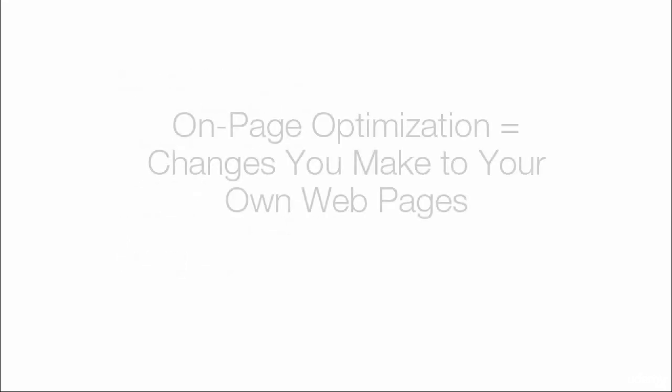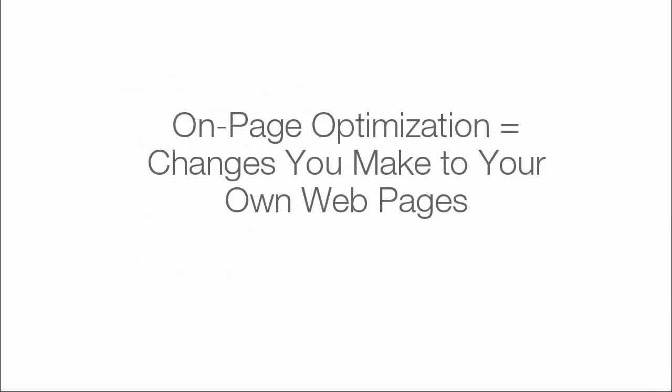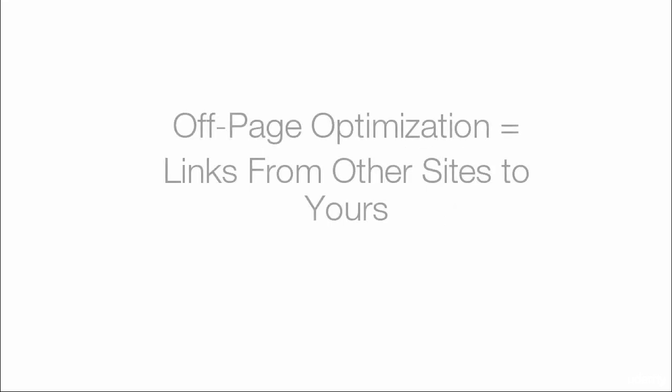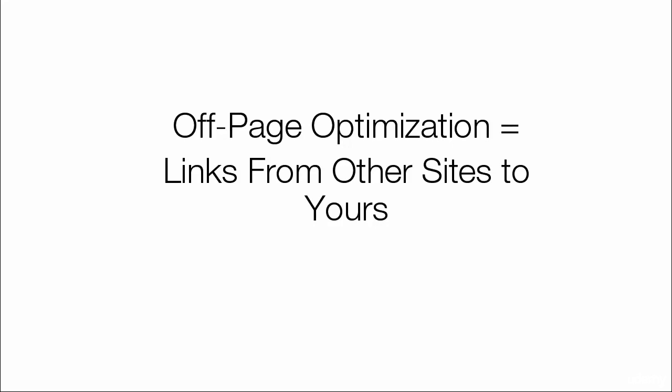So, whatever keywords you choose, you'll use those keywords in various ways, both on-page and off-page, to convince the search engines that your pages are good matches for those keywords. On-page optimization means things you do to your own pages. Off-page optimization essentially means creating links from other websites pointing to your site.